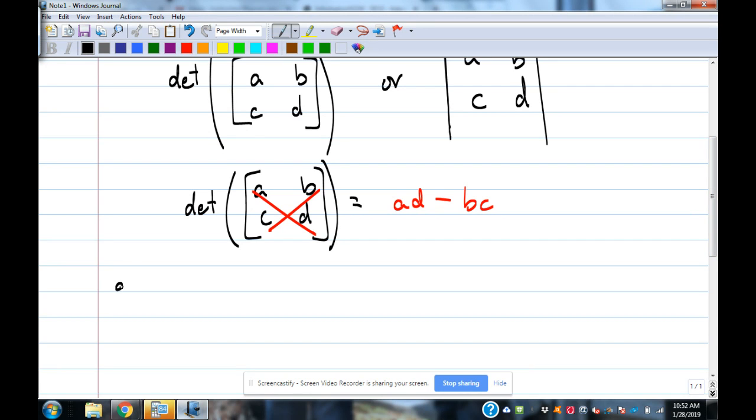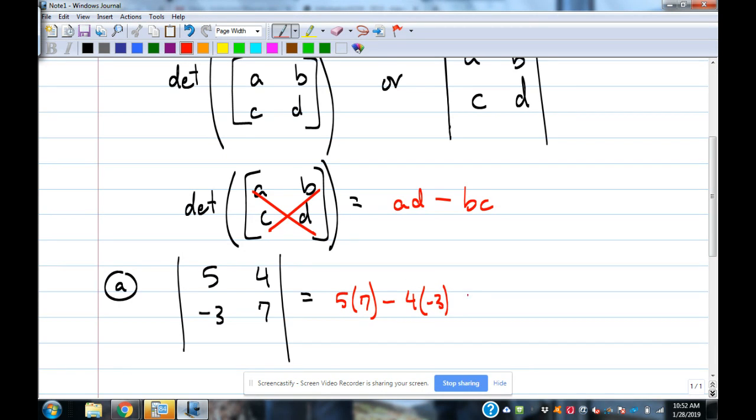An example, if I gave you 5, 4, -3, 7, just a 2 by 2 matrix, I'm using the notation that looks like absolute value bars, because it's harder to recognize. If you see that, you know what it's saying to do. So I'm using that notation just to get us looking for it. And it's really easy to do. 5 times 7 minus 4 times -3.